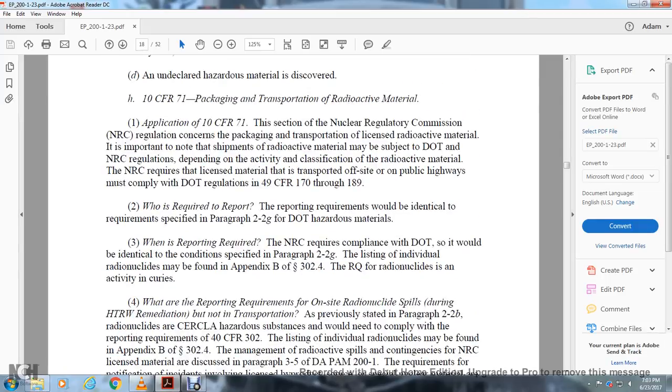Who is required to report? The reporting requirements shall be identical to the requirements specified in paragraph 2G with the Department of Transportation hazardous material. When it is a reporting requirement of the Nuclear Regulatory Commission required for compliance with DOT, it would be identical to the conditions specified in paragraph 2G. The individual radionuclides may be found in Appendix B, 10 CFR 30, Section 3024, with the reportable quantity of the radionuclides in activity.